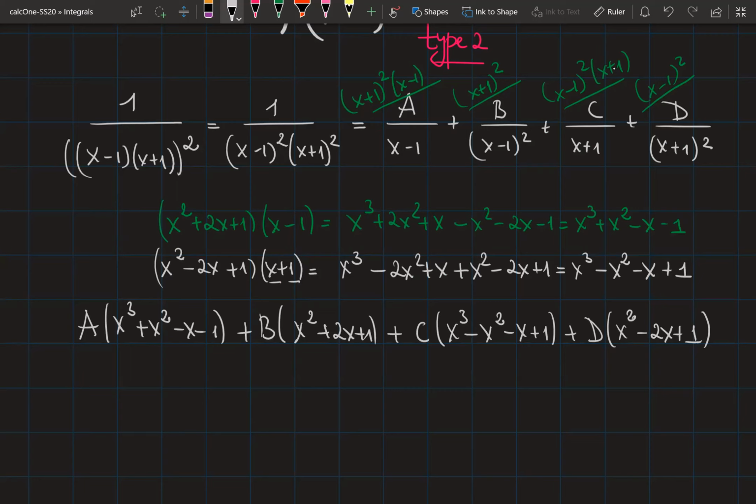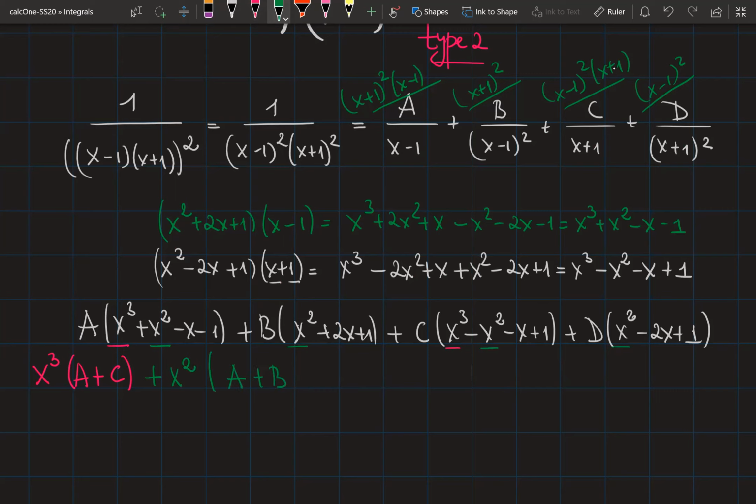So what we need to do now is write down the terms with the x cubed separately, the terms with the x squared separately, and the terms with the x and without x separately as well. So let's write down first of all the terms with the x cubed. There are only two x cubes, right? So a plus c. Now we are going to write down the terms with the x squared. I see the x squared here, here, and here. So there are 4 terms with the x squared. The x squared is going to be a plus b minus c plus d.